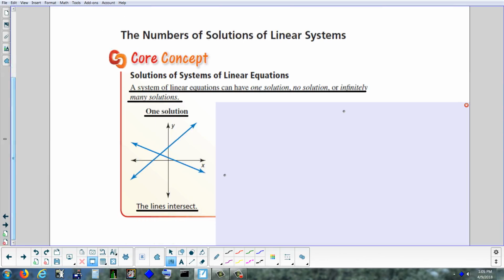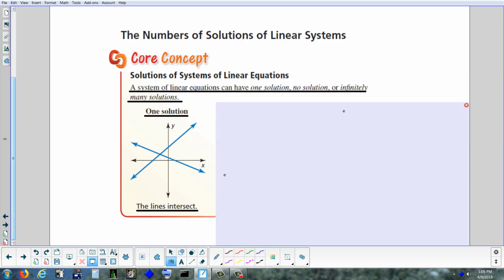Let's remember, solutions are points that are on both lines at the same time. Imagine where those lines cross. If you put a dot there, it would be on both lines at the same time. So if they intersect at one point, what that means is the equations they give you will have a different slope and a different y-intercept.